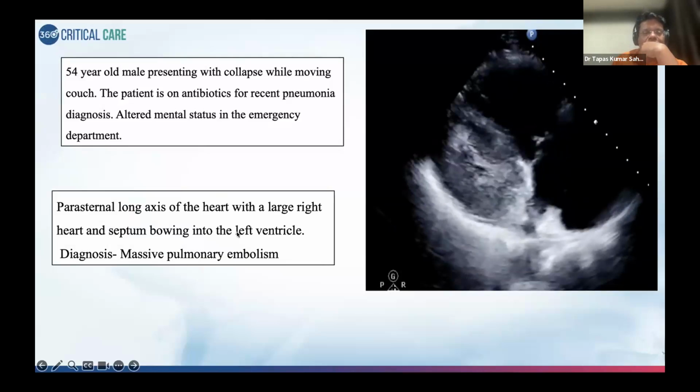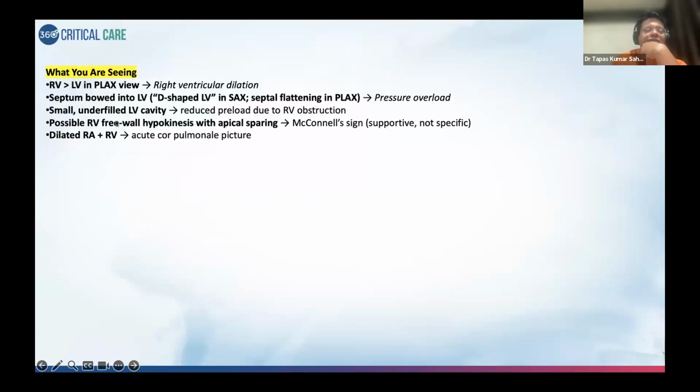It is actually a parasternal long axis with a large right heart and septum bowing into the left ventricle. Diagnosis is massive pulmonary embolism. Yes, perfect. So what are you seeing here?